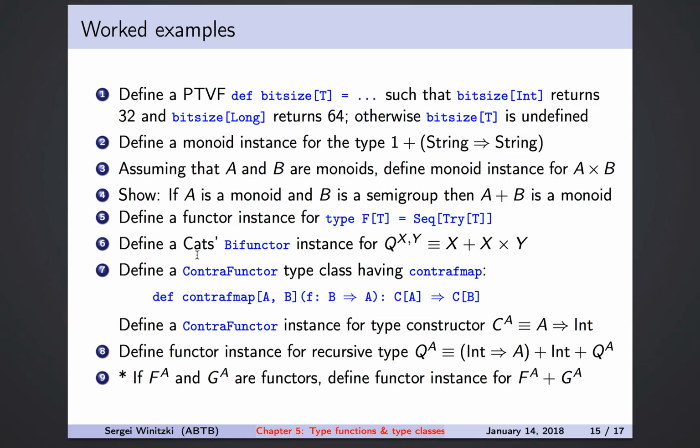The next example is to define a CADTs bifunctor instance for this type function. And notice that this type function has two type parameters, x and y. And bifunctor is a type class defined in CADTs as a standard type class that is like functor except with two type parameters. It's a functor with respect to both of them.